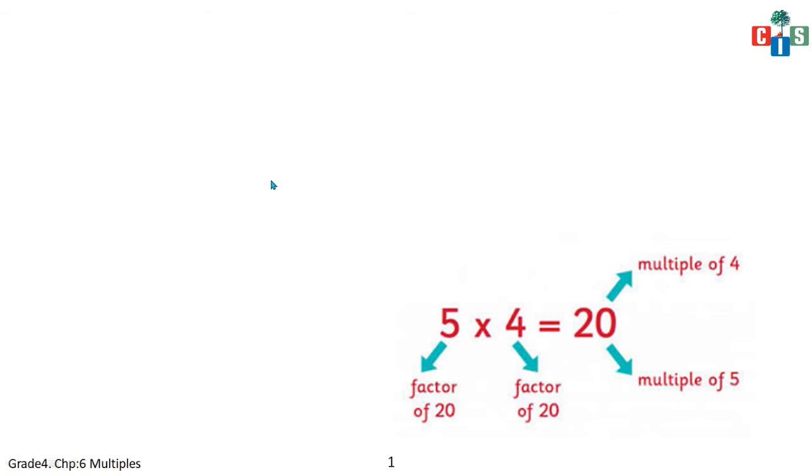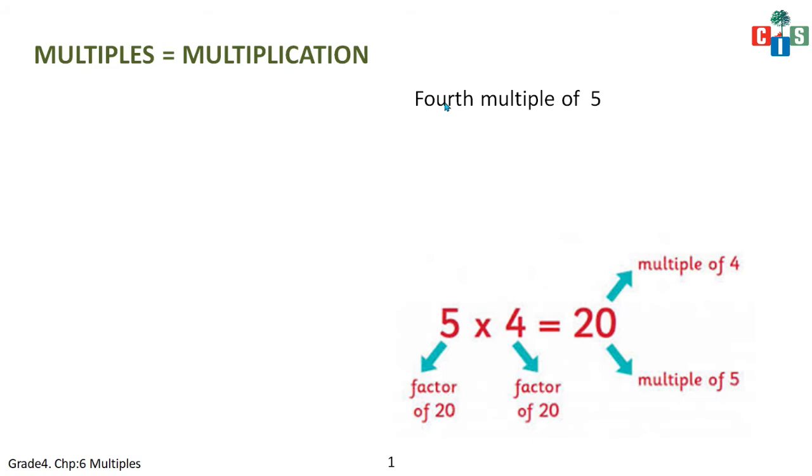Okay, now let's see the other example. I told you that multiples means multiplication. Fine, now you have to find the fourth multiple of 5. So this is the fourth multiple of 5. 5 fours are or 4 fives are. So the fourth multiple of 5.